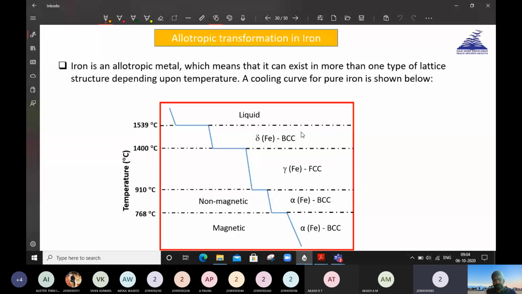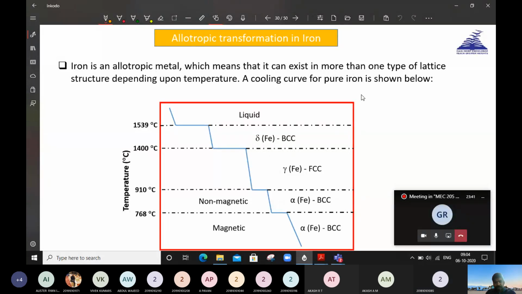Yes, sir. Okay, so now we are going to study the tertiary phase diagram. We have looked into the unary phase diagram, we have looked into binary. Now we are going to look into the tertiary phase diagram. So before that, I want you to tell something about iron. Iron is an allotropic metal. What it means is that it can exist in more than one type of lattice structure, depending upon the temperature.